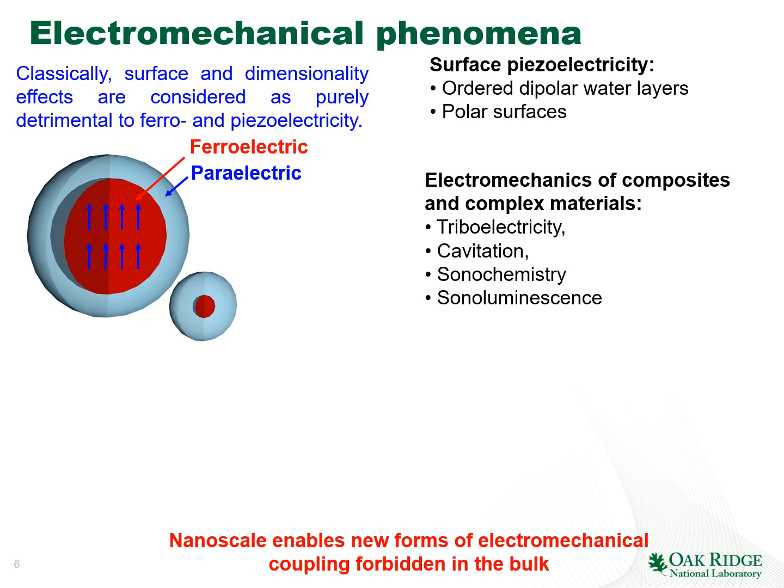Another example where the surface electrochemical phenomena become important is the electromechanics of composite and complex materials. So phenomena such as triboelectricity, cavitation, sonochemistry, sonoluminescence, they're all related to the electromechanical responses of the surface layers.